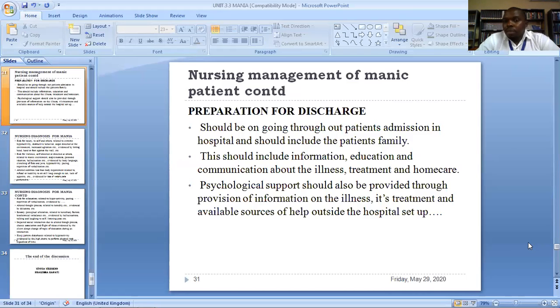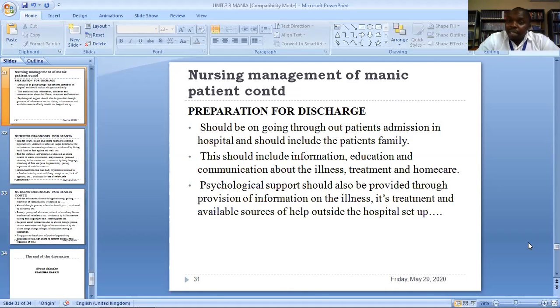Psychological support should also be provided through provision of information on the illness, its treatment, and available sources of help outside the hospital setup. In simpler terms, allow the patient and relatives to ask you questions as a nurse pertaining to mania and its management, and answer all the questions promptly to clear their misconceptions.